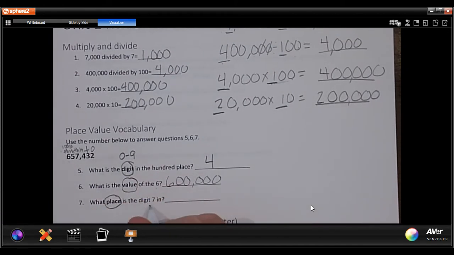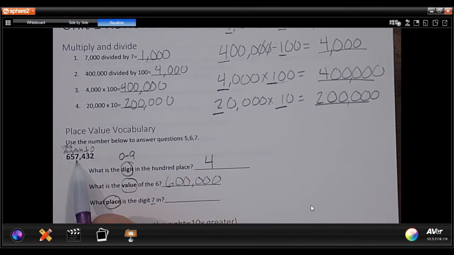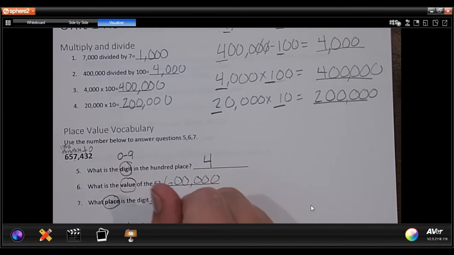Next, I'm going to find place. What place is the digit 7 in? So the digit 7, I'm looking for a place, which I need a word, is in the thousands place.